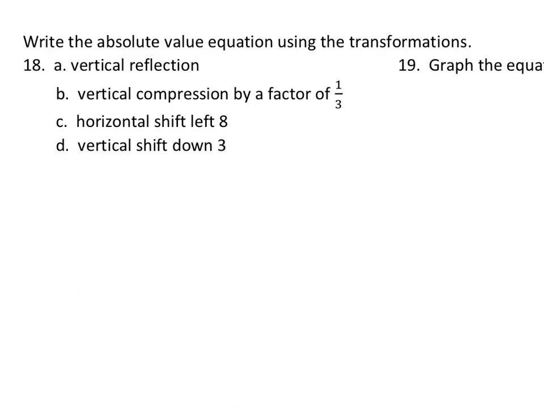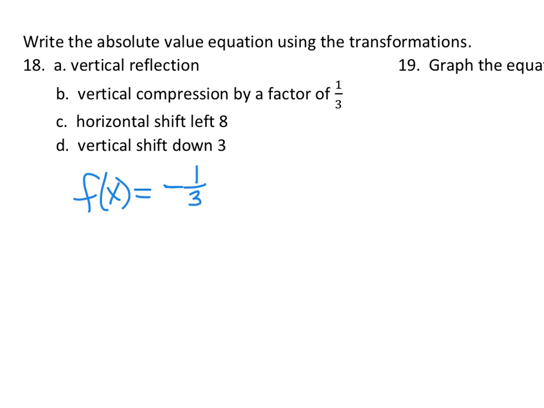Okay, so in problem 18, we're to write an absolute value equation using the transformations that are given. So it's kind of like what we just did, except this is all verbal. So we're actually writing the equation from the verbal description. So first of all, I'm going to write down my f of x equals, and then I can start writing down what it has here. Well, there's a vertical reflection, so I know there's going to be a negative sign. There's a vertical compression by a factor of 1/3. So that's going to be a 1/3 compression.